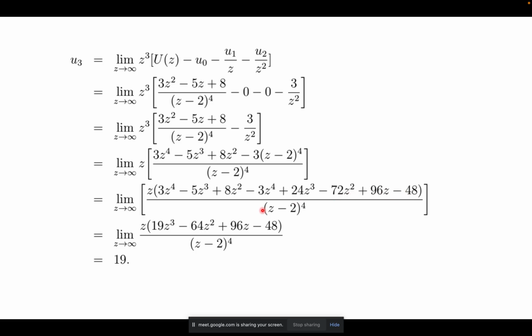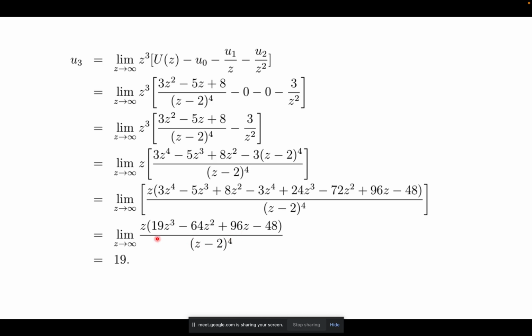Now you see the 3z power 4 in the numerator. There are two values, one with the positive sign, another with the negative sign. So you basically cancel both 3z power 4 terms in the numerator by simplifying this equation. Now if I again rewrite this equation, I will get z times (19z cube minus 64z square plus 96z minus 48), right? So now you can easily take the limit on this.